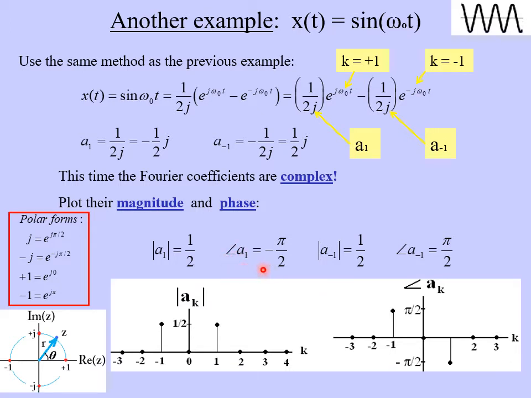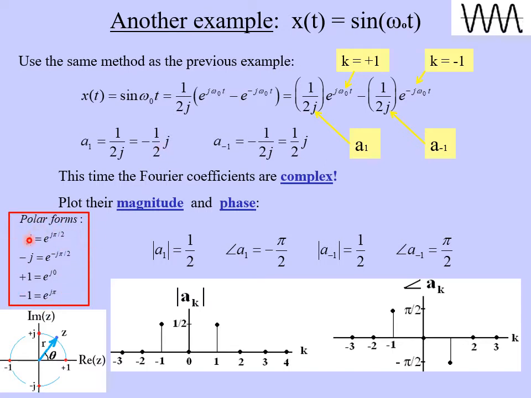And then this angle sign here means the phase. The phase of a1 is -pi/2, because remember, a minus sign here means we went -pi/2, and so these are the phases shown here. By the way, these polar forms are shown up here. So we have a -j in this first one.